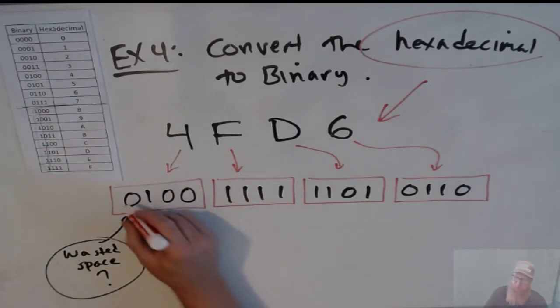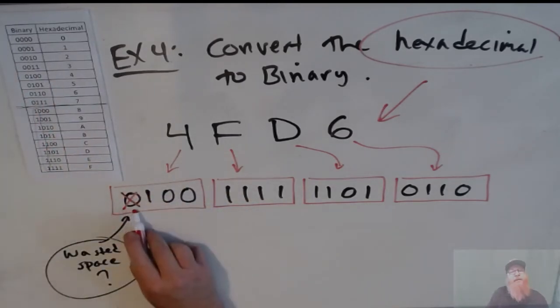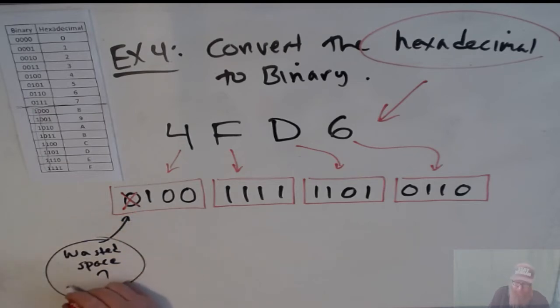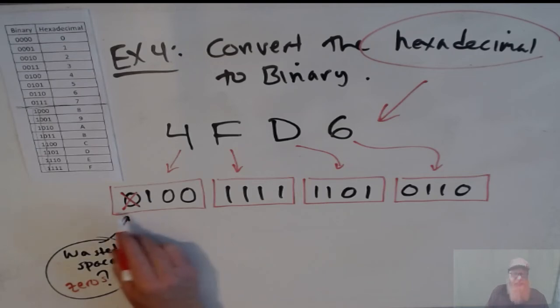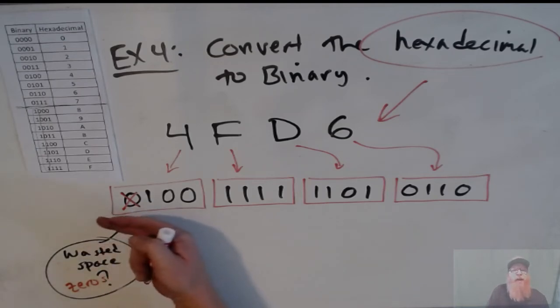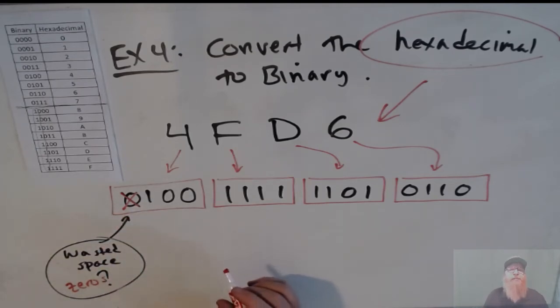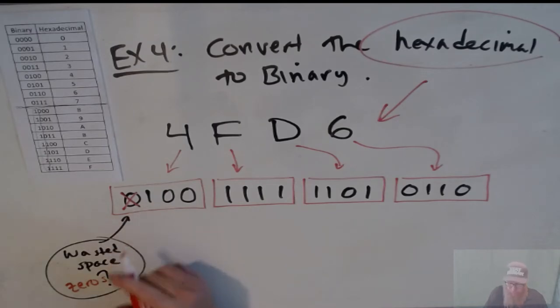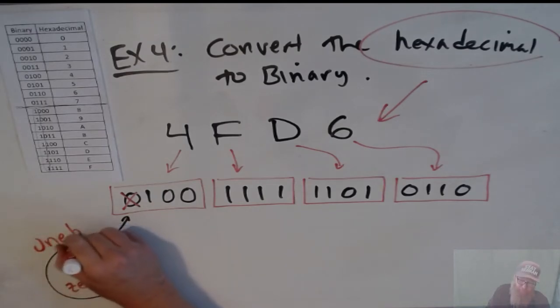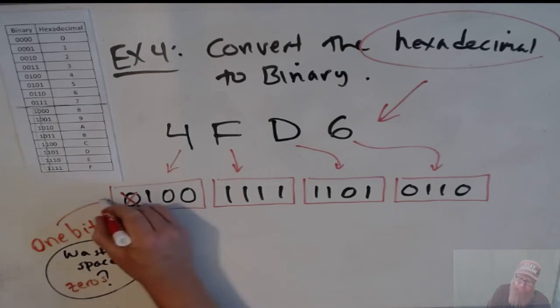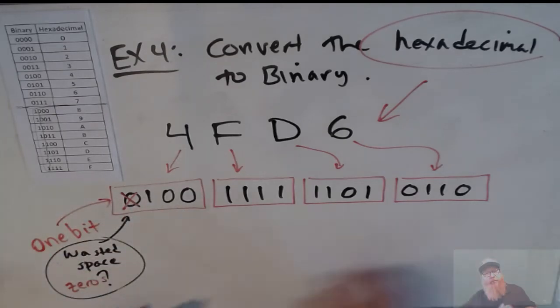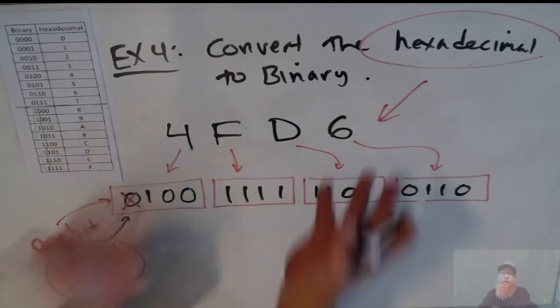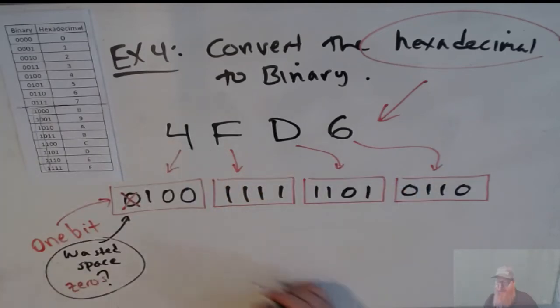So we only wasted 1 space. Wasted space is a 0. Any collection of zeros to the far left is considered wasted space. So we only wasted 1 bit, which is pretty good. In computer terms, wasting 1 bit for a number this size is not too bad.